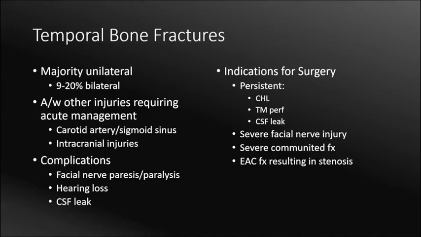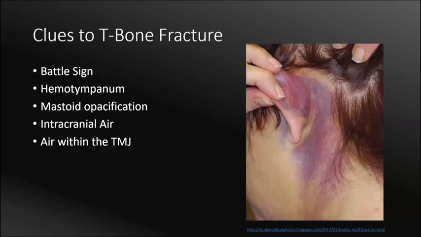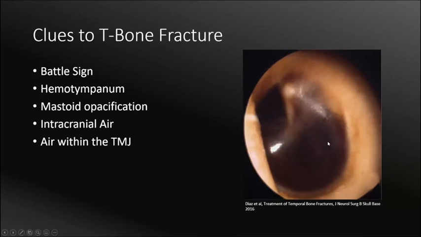Surgery is indicated if there's persistent conductive hearing loss, TM perforation, or cerebrospinal fluid leak, if there's severe facial nerve injury, if there's severe comminuted fracture, or if there's EAC fracture resulting in stenosis. Clinical clues to temporal bone fractures include the Battle sign, which is postauricular ecchymosis, or hemotympanum.